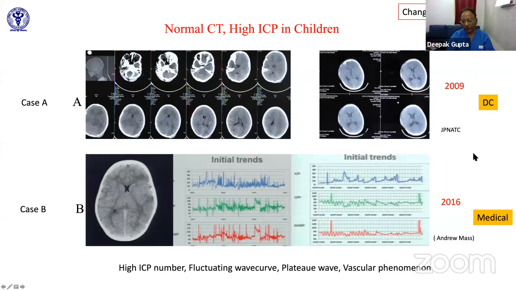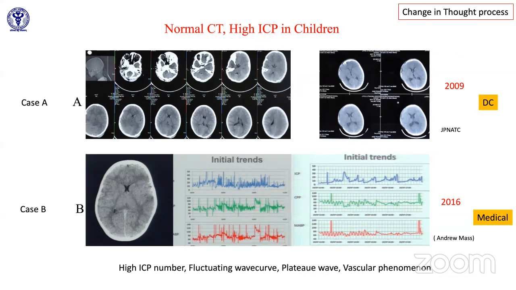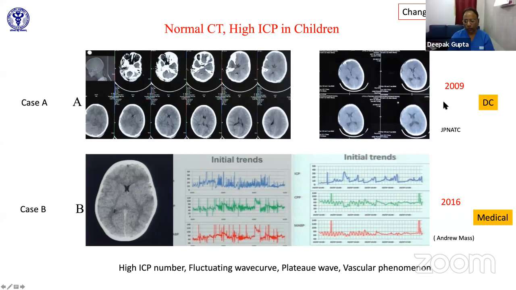However, over the last 7 years, we started seeing more and more cases and studying them in detail. When we look at these ICP trends, these are fluctuating waves. They're actually more like plateau waves, which are more of a vascular phenomenon, of vascular dilatation and constriction. Such cases score extremely well for medical management. So this case was managed by medical management alone.